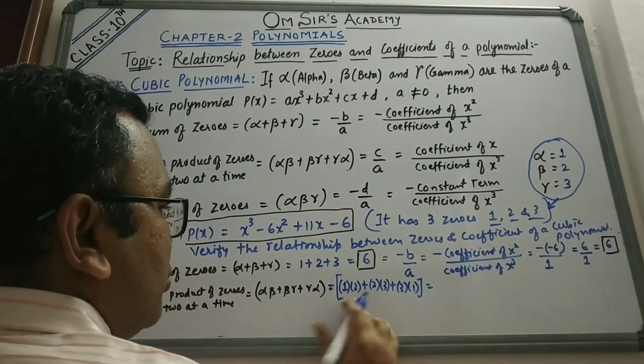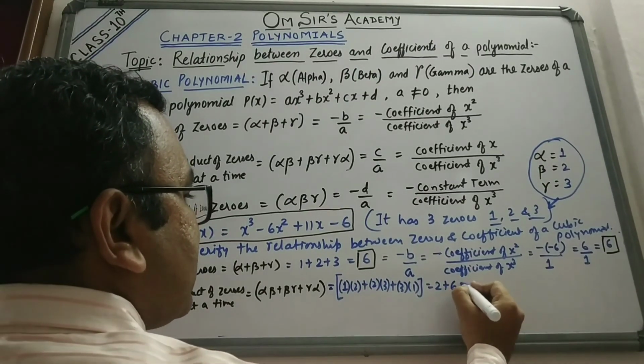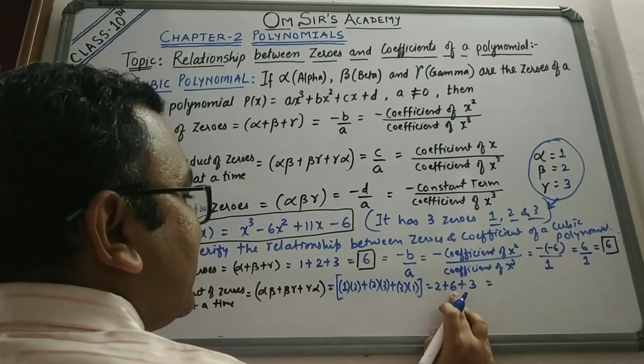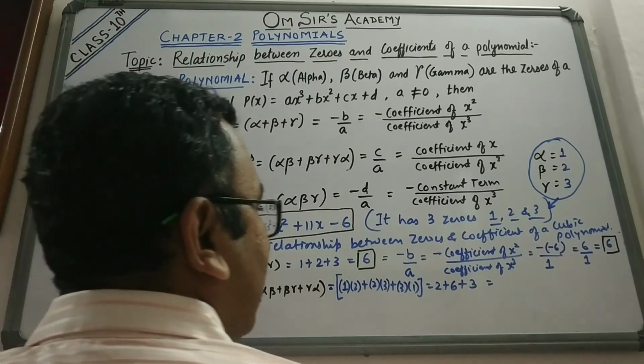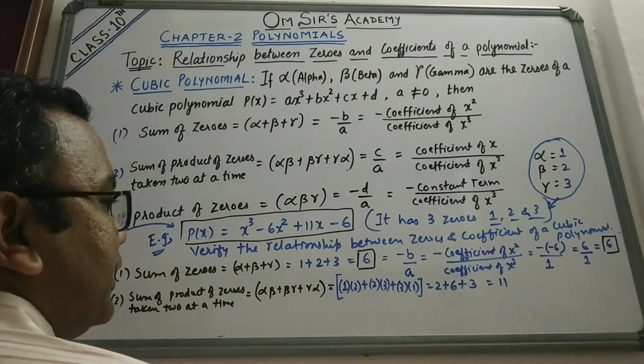So 3 into 1. So it is equal to what? 1 into 2 is 2, plus 2 into 3 is 6, plus 3 into 1 is 3. So 2 plus 6 is 8, 8 plus 3 is 11. So my answer over here will be 11. Is it clear friends?